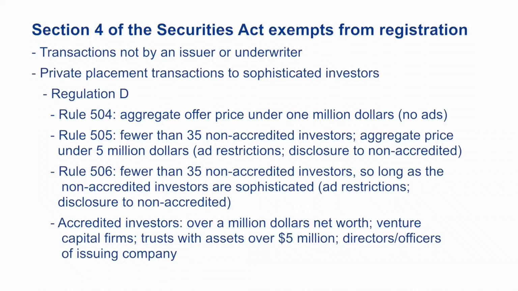So that's the basic contours, but if we want to get into a little bit more detail, the SEC enacted a regulation called Regulation D, which provides specific categories of transactions that are going to qualify as private placements. So it enables transactions that fit within specific rules to be automatically exempted. And it does it by creating a concept called accredited investors. Now, an accredited investor is institutional investors, people with over $1 million in net worth, venture capital firms, trusts with assets over $5 million, and directors and executive officers of the issuing company itself. So again, that's the sophisticated investors that I was talking about.